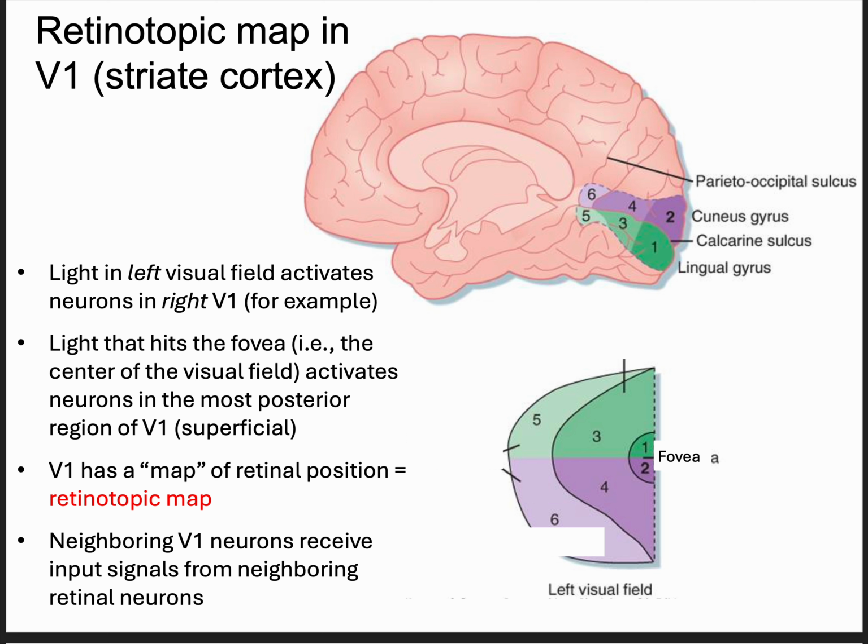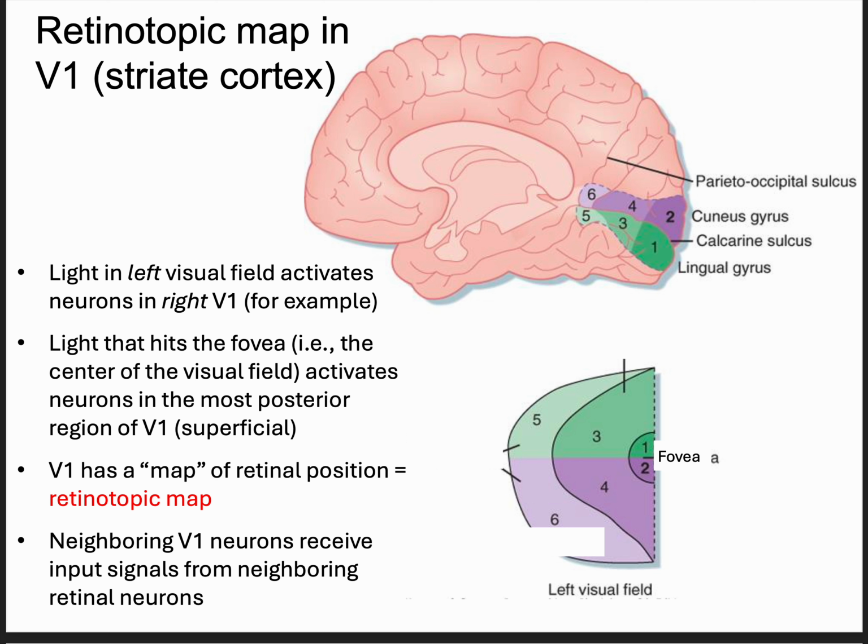Retinotopic map in V1 striate cortex. Parieto-occipital sulcus, cuneus gyrus, calcarine sulcus, lingual gyrus. Light in the left visual field activates neurons in right V1, for example.